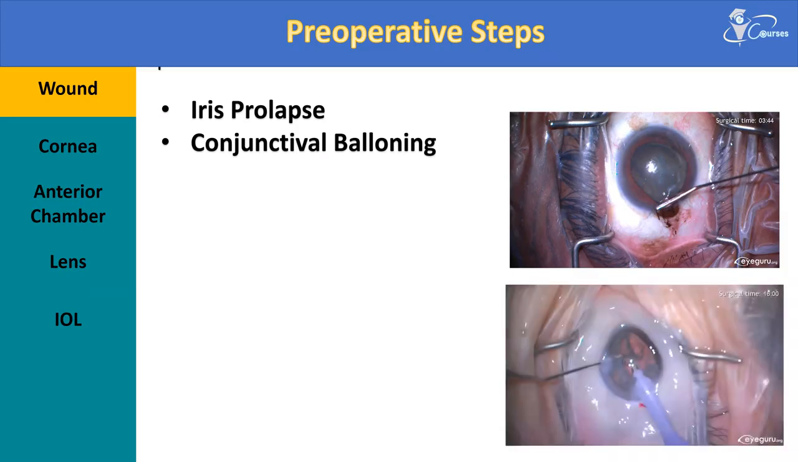Conjunctival ballooning occurs also if the wound is more posterior or if it is more shallow, and this will result in the fluid coming from the phaco tip passing under the conjunctiva. The solution here is very simple and very easy, you will just make some scratches, some radial scratches in the conjunctiva with a sharp instrument like the MVR or the keratome. So this will release the fluid accumulating here.